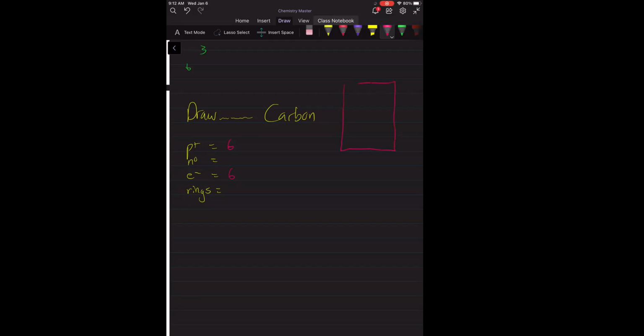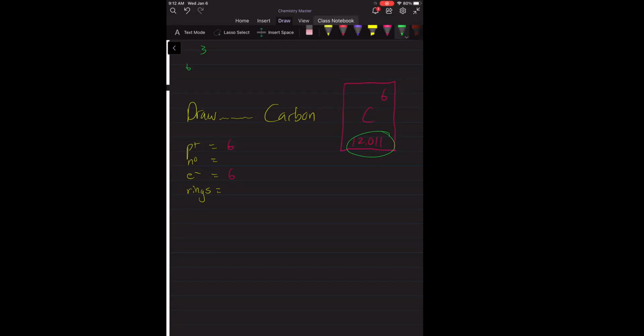So on the periodic table, I think it says 6C. I think this is 12.011, something like that, or 12.01. So this time we have to use this number because I did not give you guys a mass number.